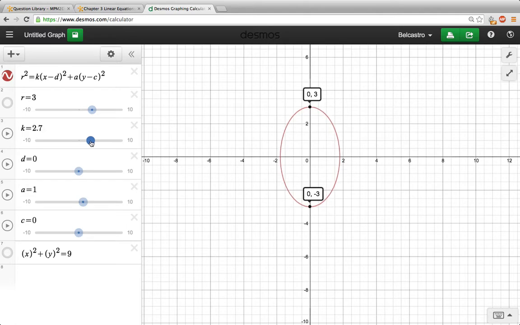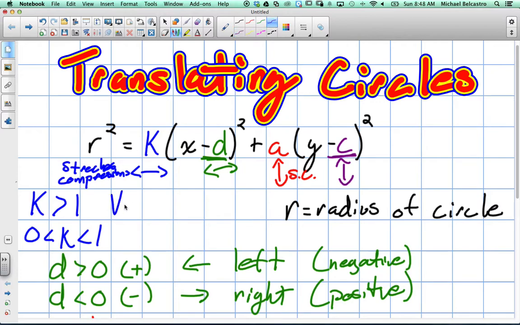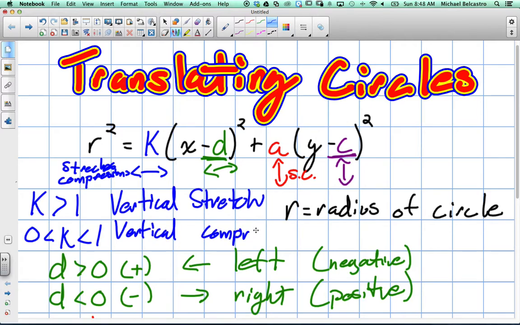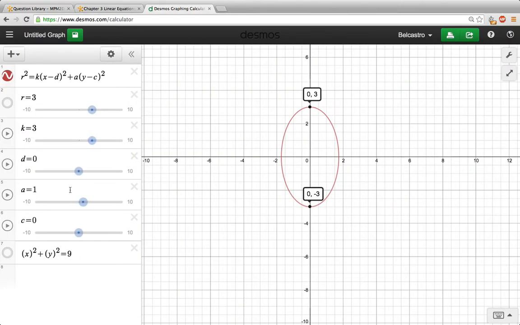So as our k value increases, we can write that rule there. As our k value is greater than 1, we get a vertical stretch. And when we're between 0 and 1, we get a vertical compression. Let's move the radius of this over. I want you to think of it like this: the circle's getting thinner, almost like a vertical oval, and a vertical compression is the opposite idea. Our circle gets wider like that. So we're getting pressure from this part and this part. With that being said, let's put our k value back to 1.